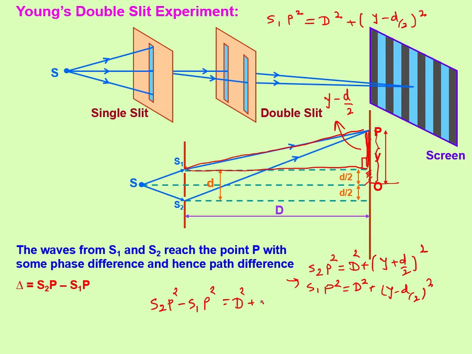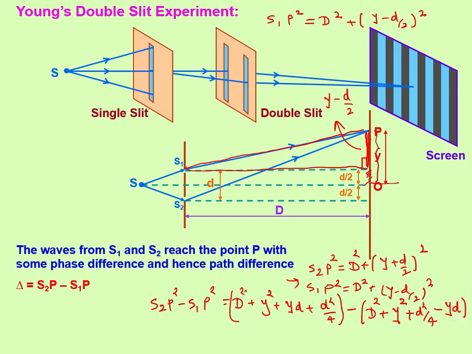2) whole square as y square plus 2y into d by 2, which is yd, plus (d by 2) whole square, d square by 4. Okay, D square plus (y plus d by 2) whole square is y square plus d square by 4 plus 2y d by 2, that is yd. Similarly, this is S1P whole square, which is capital D square. Again, (y minus d by 2) whole square is y square plus d square by 4 minus 2y d by 2, which is minus yd. All right.